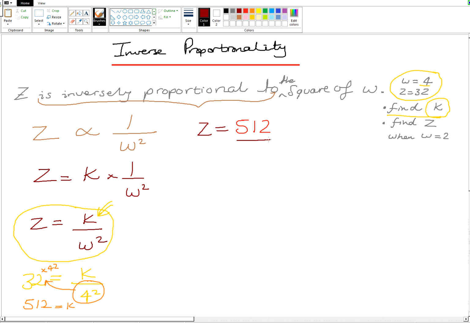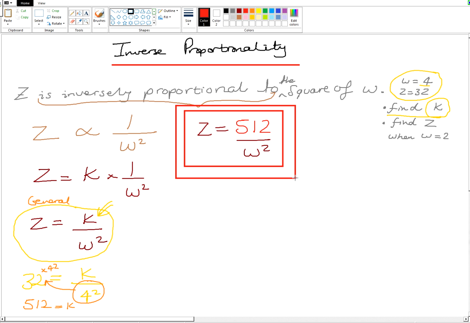And now we divide that by W squared. So our general formula, remember it was general in the beginning, is now going to become specific. We're going to put a nice box around it to indicate this is our specific formula for the question we're doing. So Z is equal to 512 over W squared.